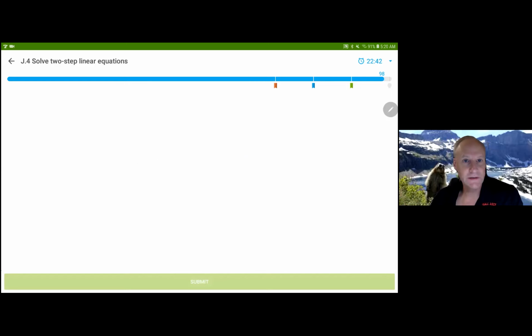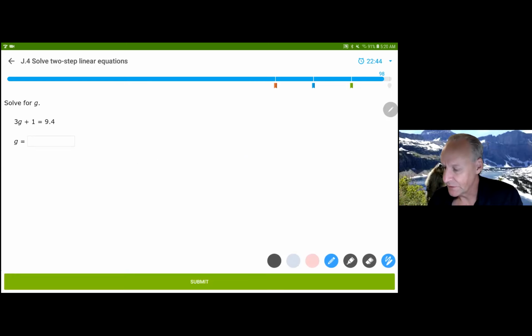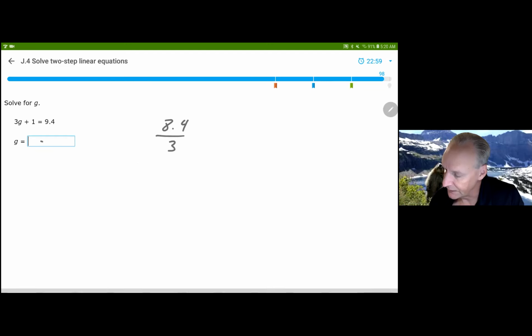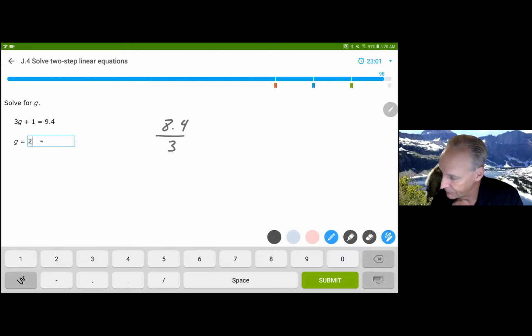And looks like we might just have one more, hopefully. We subtract the 1 and get the 8.4, and then divide by 3, and we're going to get 2.8, I believe. Let's go ahead and 8.4 divided by 3 is 2.8. Oh, I did dash. That'd mess me up.